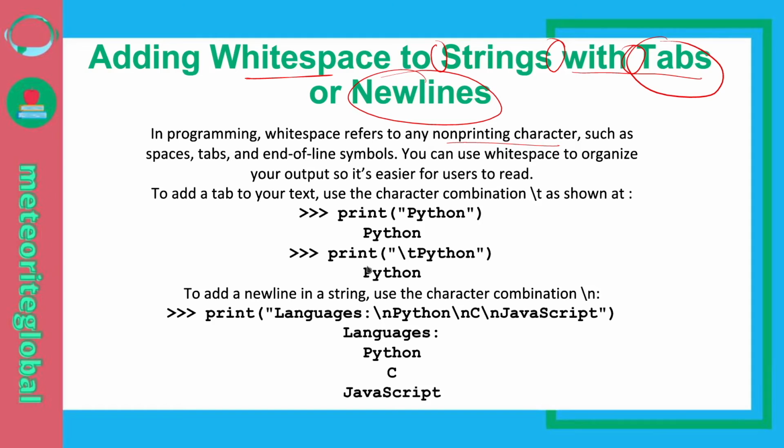So if you want to add a tab here, you just add backslash t. And to add a new line you add backslash n here and here. So when backslash n is provided, anything after this moves on to the next line, and then after this anything moves on to the next line, and then the next line. Thus we get languages Python and C and then JavaScript.